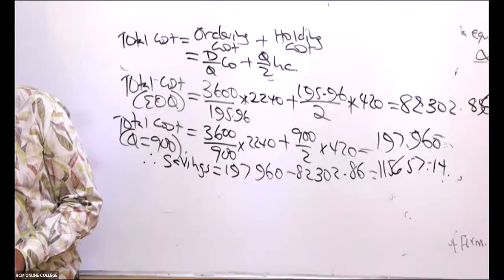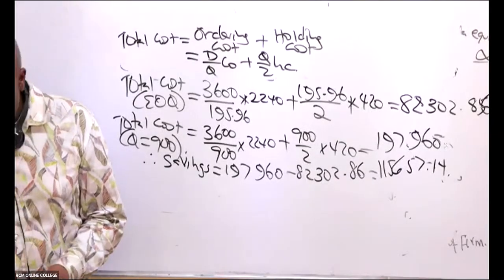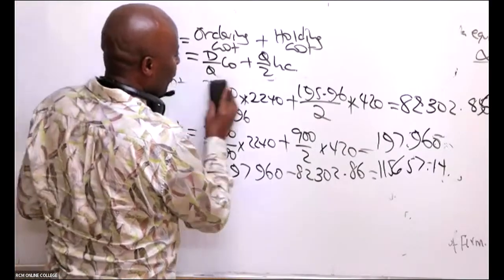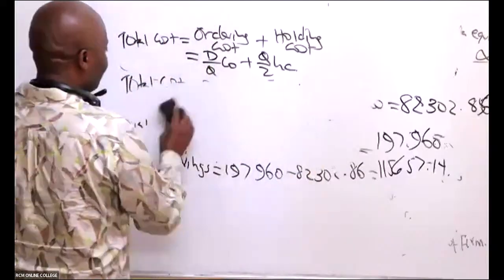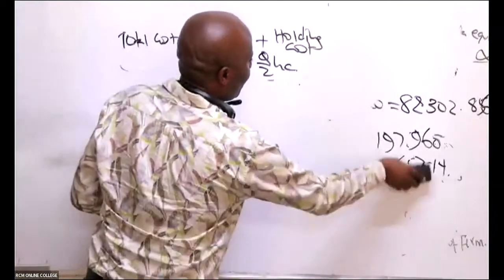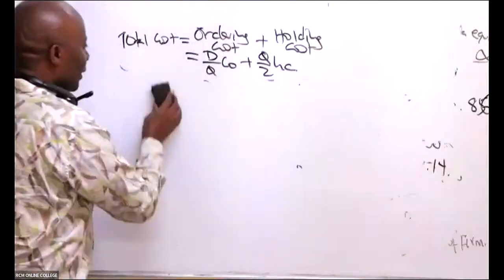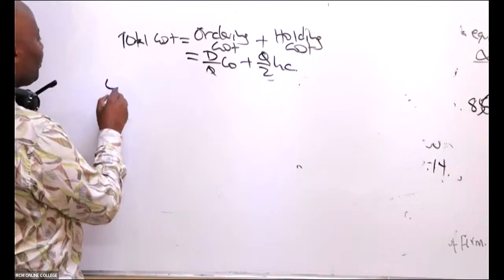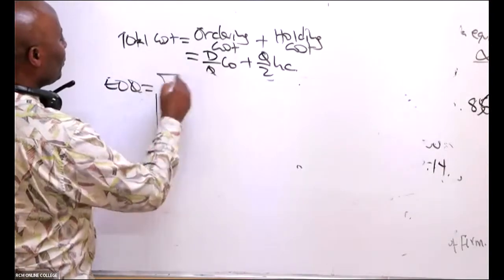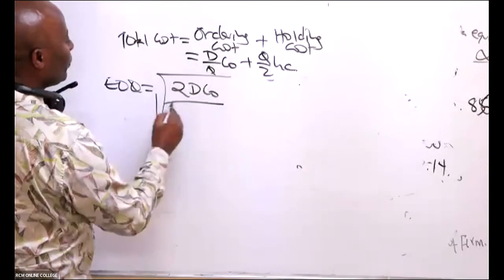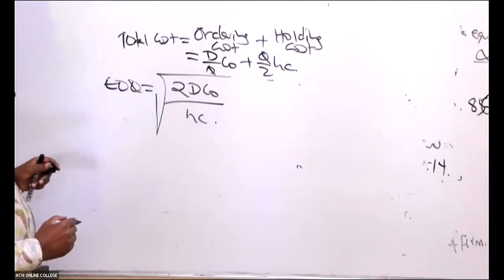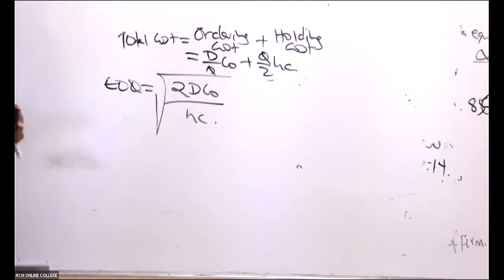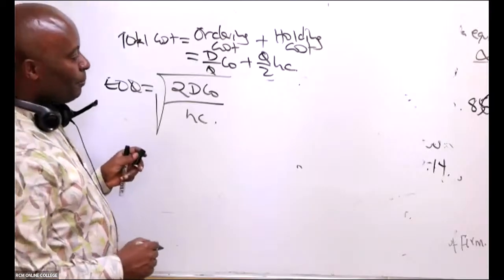Sylvester, how to calculate EOQ. You have done it, but let me repeat. I know the online students always have issues with internet. So how do we get our EOQ? Like that. That is the formula. Twice annual demand times cost per order over HC.